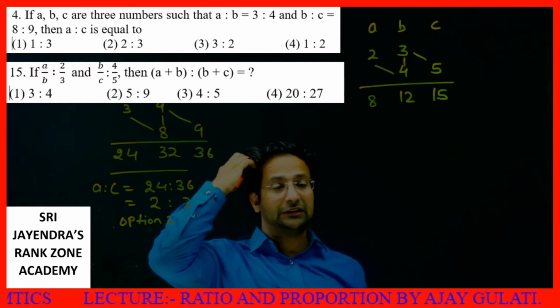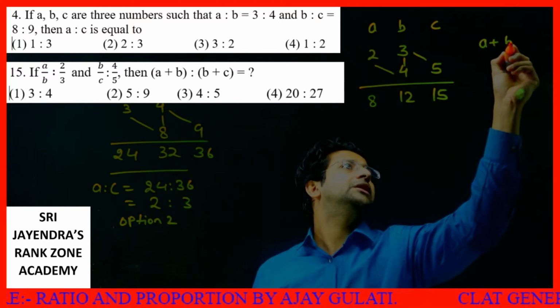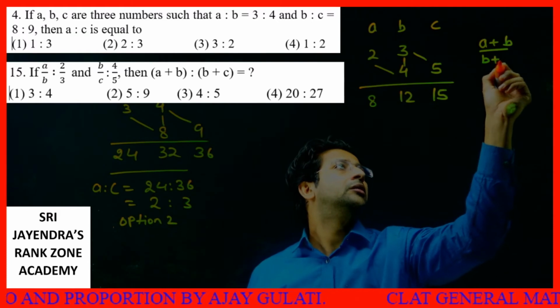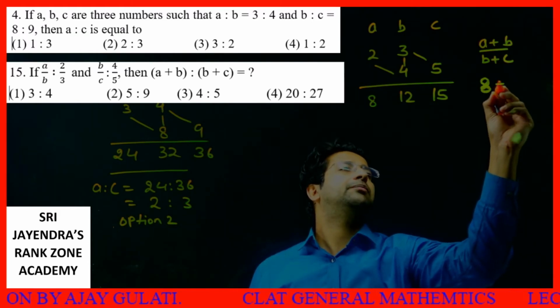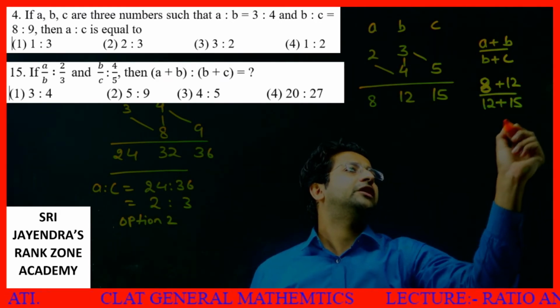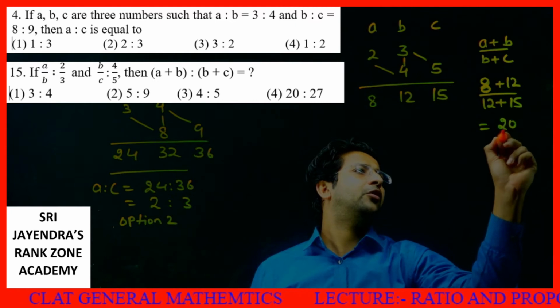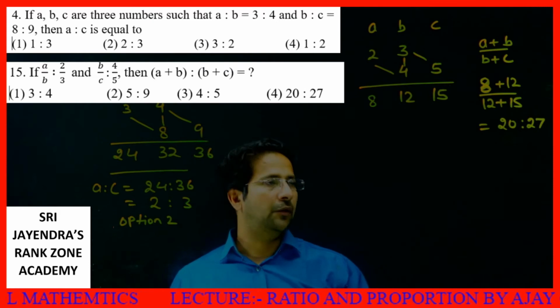Now what we are asked is A plus B upon B plus C. That is 8 plus 12 upon 12 plus 15, or I can say 20 upon 27, 20 is to 27. This is the answer. Option number 4 is your answer.